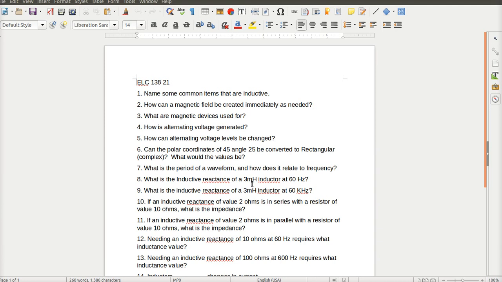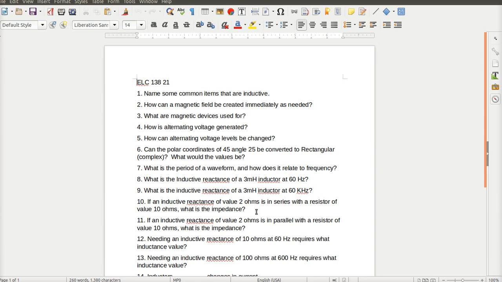What's the inductive reactance of a 3 millihenry inductor at 60 hertz and then at 60 kilohertz? Now, you know the difference between hertz and kilohertz, right? So you would expect that inductive reactance to change. If an inductive reactance of value 2 ohms is in series with a resistor of value 10 ohms, what is the impedance?